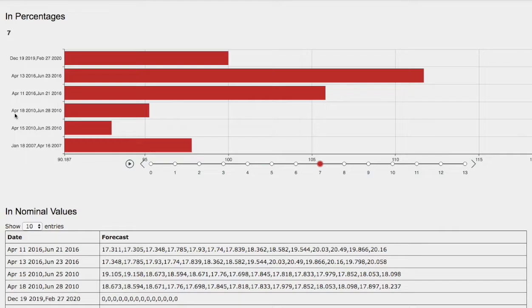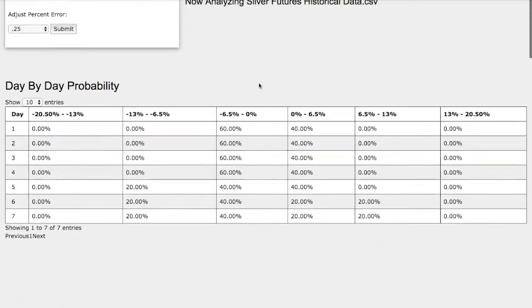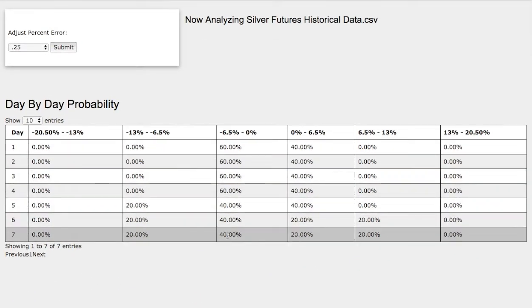So the model that we just examined was April 18th, 2010 to June 28th, 2010. Back then, silver was down roughly around 4.8%. So if we head back to the day-by-day probability model, as the days progress to the 7th day, we do have a 40% chance for silver to decline between 0 to negative 6%.